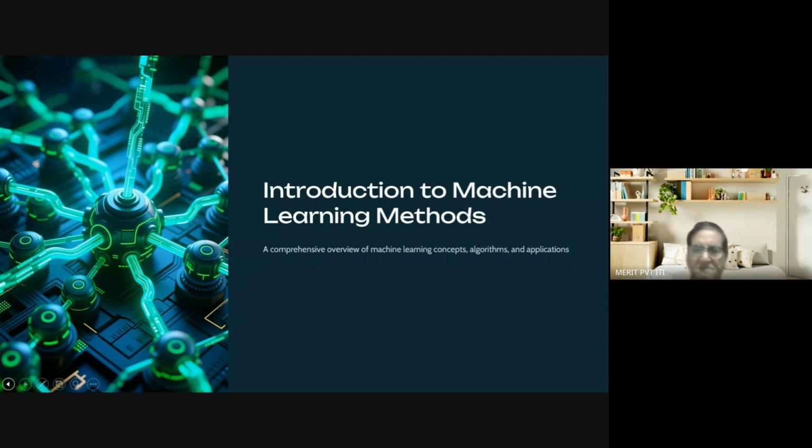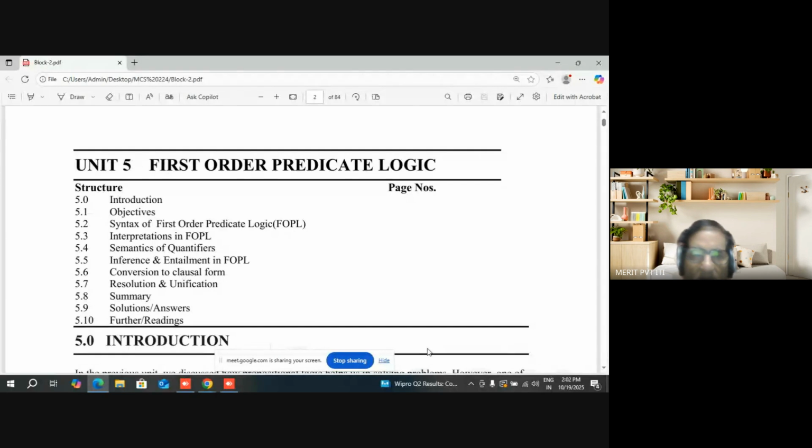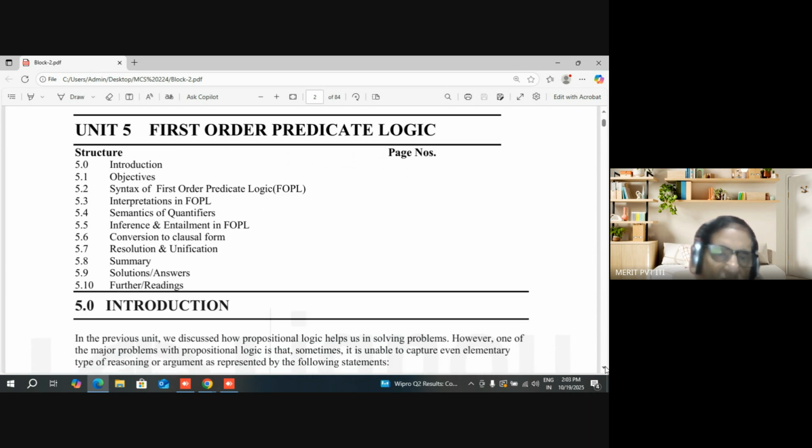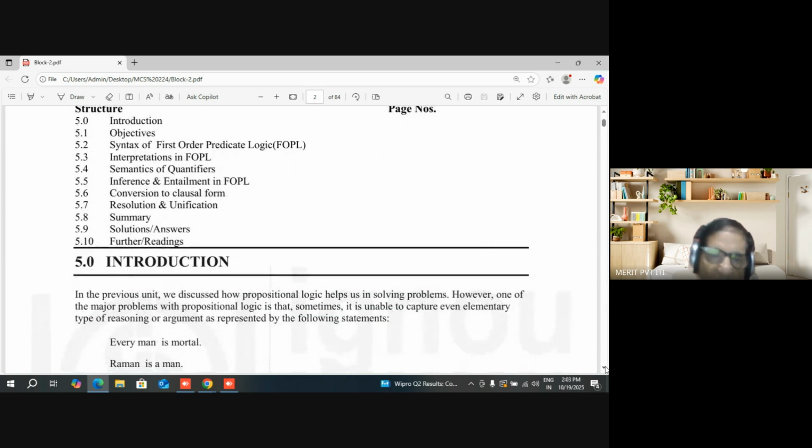Do it now. Children, are you ready? This is the same thing which was done in the PPT. Syntax of first order predicate logic (FOPL), interpretation of FOPL, semantics, quantifiers, inference and entailment in FOPL, conversion to clausal form, resolution and unification. So this is unit 5 which we did.